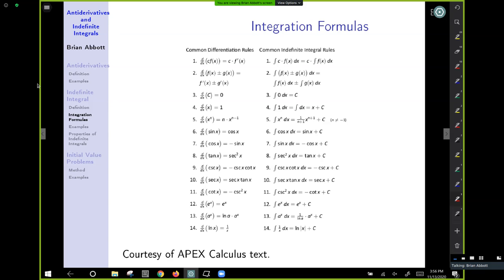Derivative of, well, x. Take the derivative of x, you get 1. Sure enough. Power rule we just covered, and they excluded n equals negative 1.